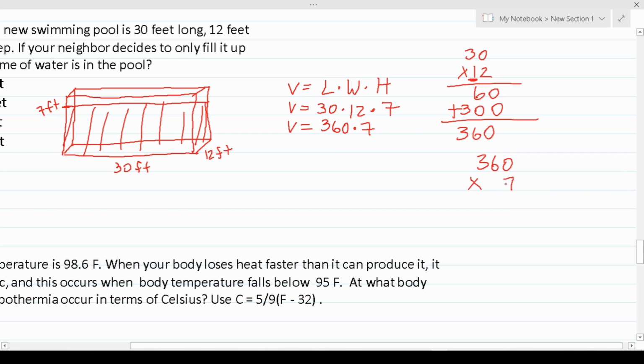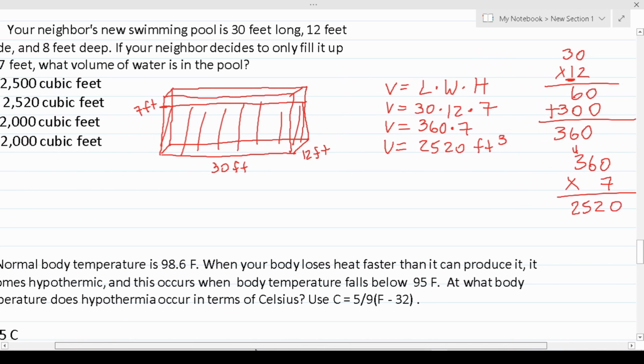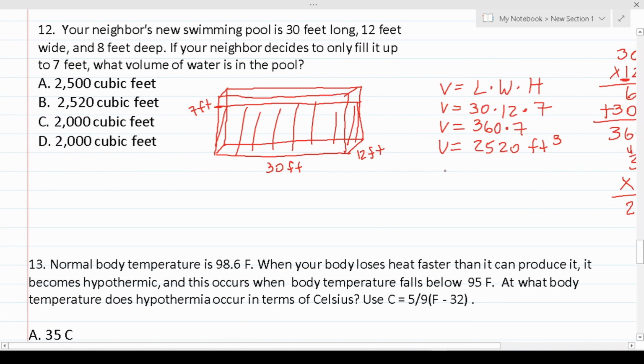360 times 7. 7 times 0 is 0. 7 times 6 is 42. Bring up your 4. 7 times 3 is 21. 21 plus 4 is 25. So we can see the volume of water in this pool, which is only filled up with 7 feet of water, is 2520 feet cubed. Again, volume's always in regard to cubed, and area is always squared. So this is 2520 cubic feet, which is B.